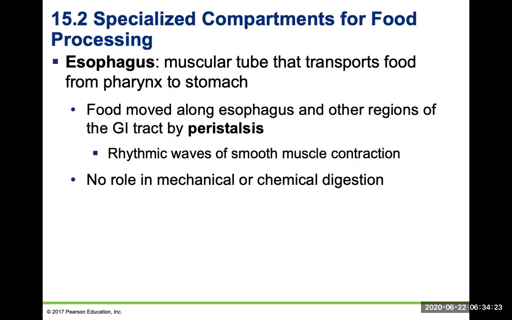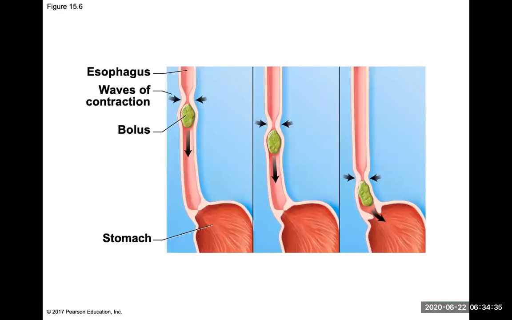The esophagus is the muscular tube that takes the food from the pharynx to the stomach, and food is moved along the esophagus by peristalsis, and those are rhythmic waves of smooth muscle contraction. So you can see here how these rhythmic waves move the bolus down your esophagus to your stomach. This takes between 5 and 8 seconds for the bolus of food to get from your pharynx to your stomach.